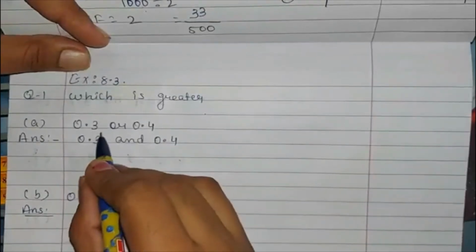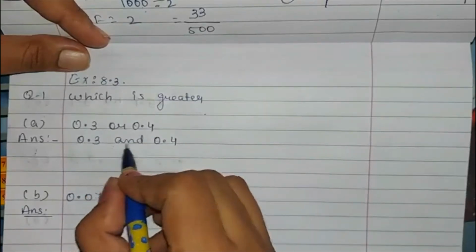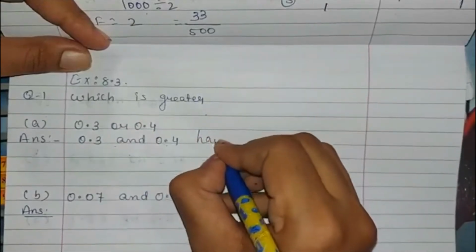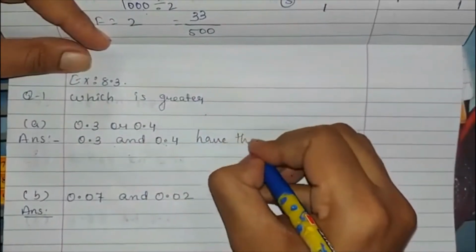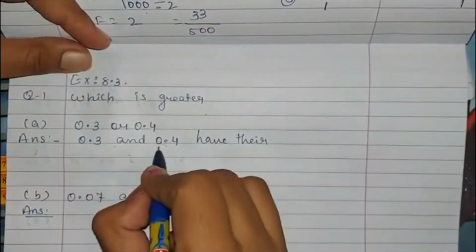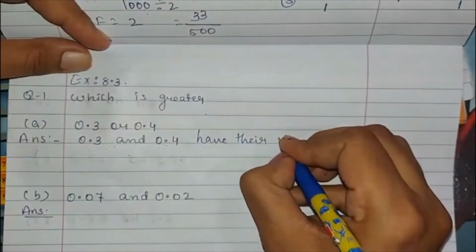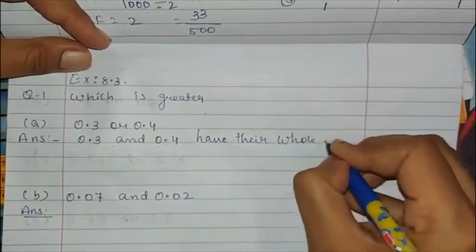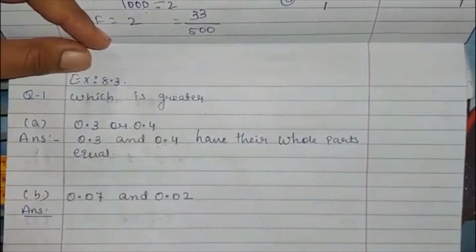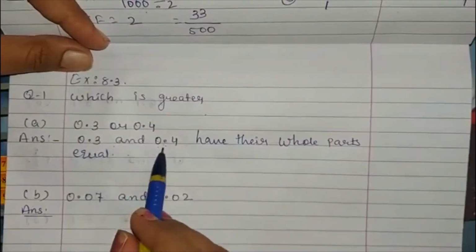First question is 0.3 or 0.4. So 0.3 and 0.4 have their whole parts equal, because what is the whole part, students? The values before the point. So here both zeros are equal. So first we will write: 0.3 and 0.4 have their whole parts equal. Now comparing the tens digit, what is the tens digit? 3 and 4.